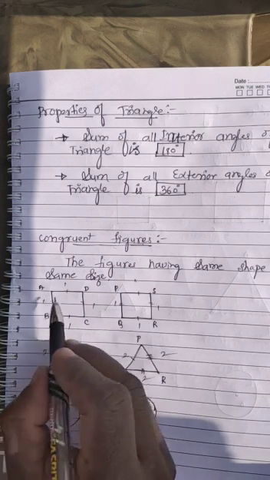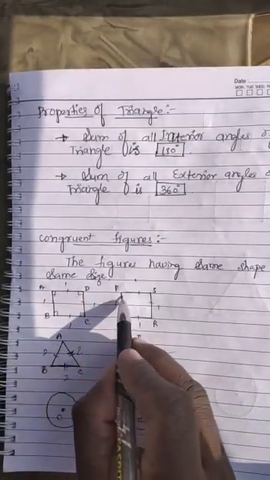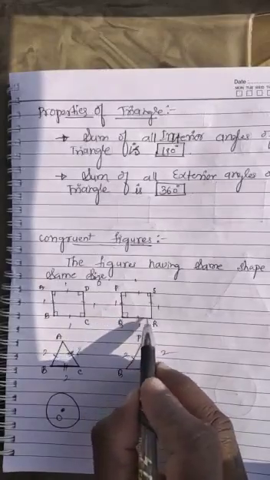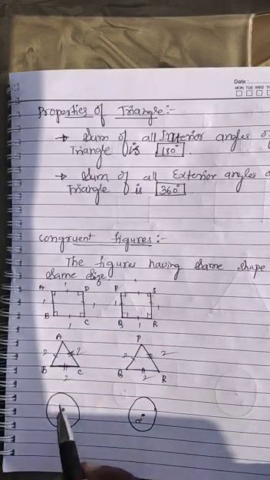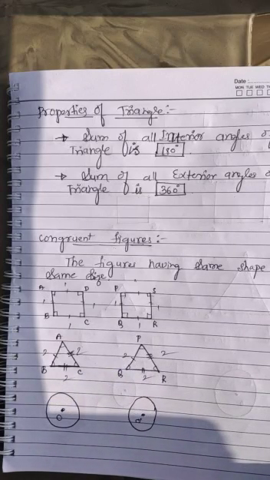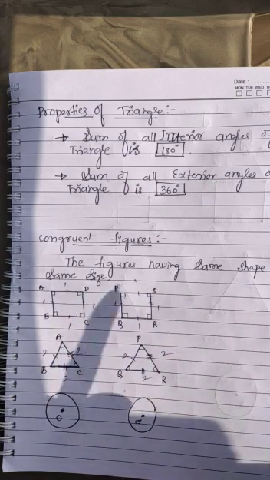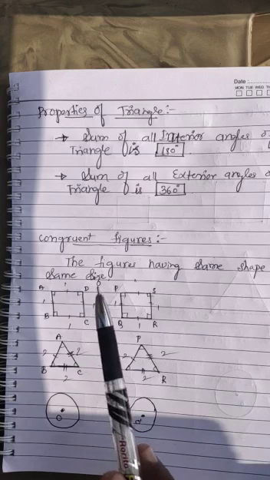So we know that corresponding sides are equal and corresponding angles are equal. Also, in a square all the angles are 90 degrees, right? In an equilateral triangle each angle is 60 degrees. And the sum of all interior angles of a circle is 360 degrees, right? So is it clear? Congruent figures means the figures having the same shape and same size. This is known as congruent figures.